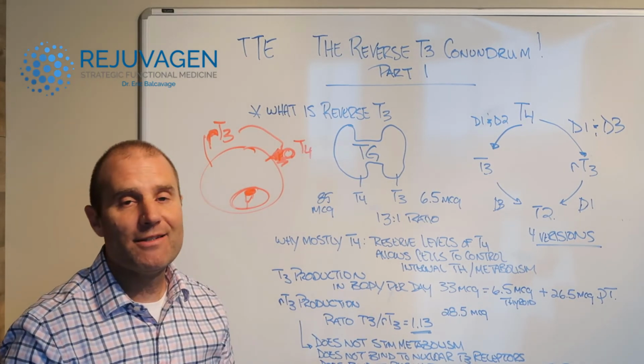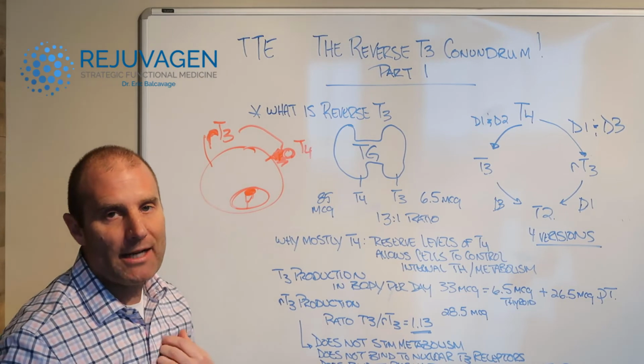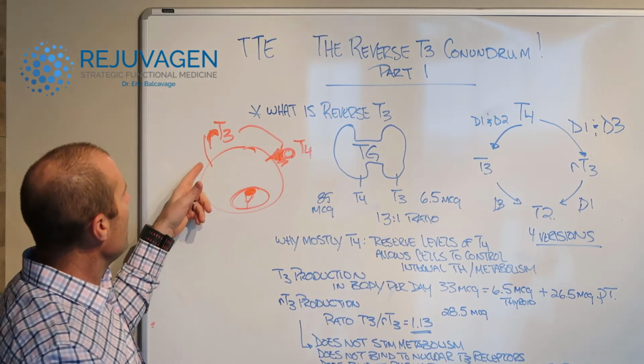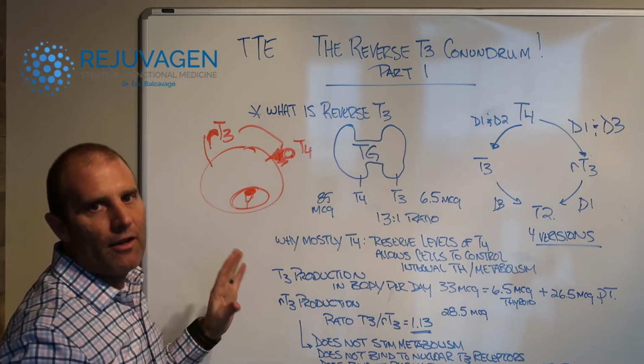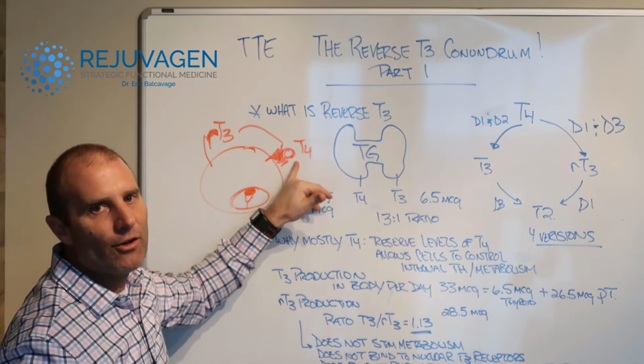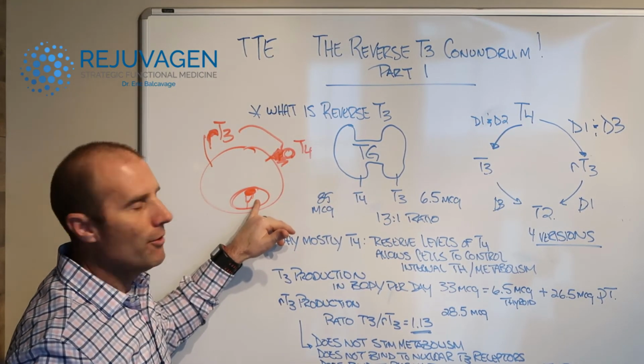For many people, this is going to go over your head, but this is really important for the functional medicine practitioners that are watching these videos, because we're often telling people that reverse T3 blocks thyroid hormone actions. It really blocks the thyroid hormone actions here at the cell, at the plasma membrane, not at the nuclear membrane.